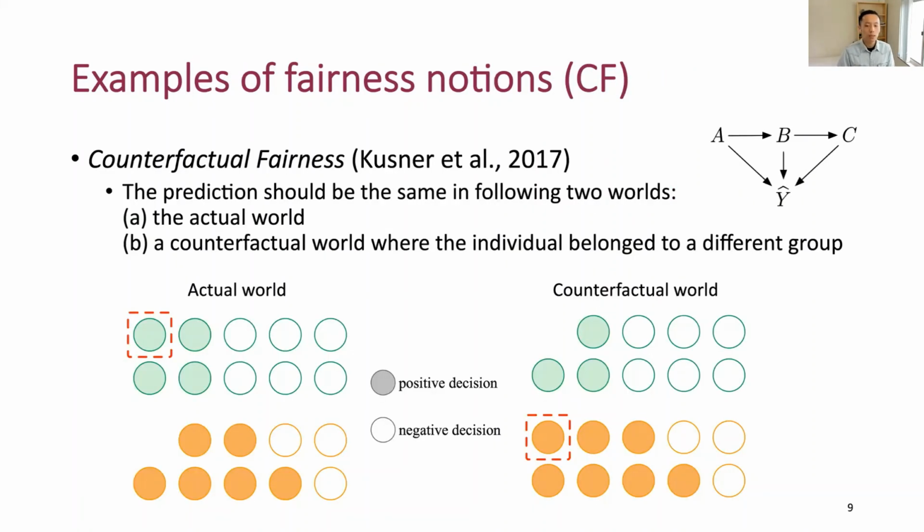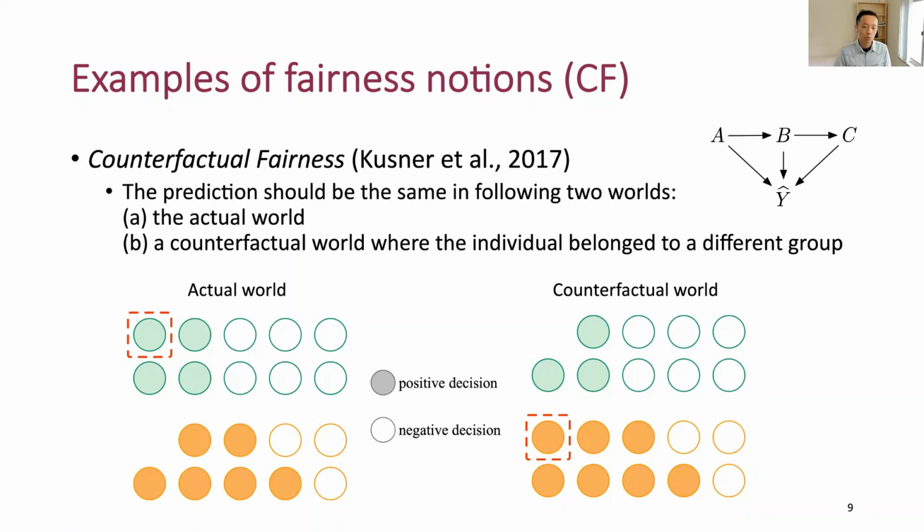So in this cartoon, I'm showing several circles. A circle that is filled with color denotes a positive decision. For example, if this is a loan application scenario, I am approved for the loan. This is a positive decision. If I were denied the loan, this is a negative decision.